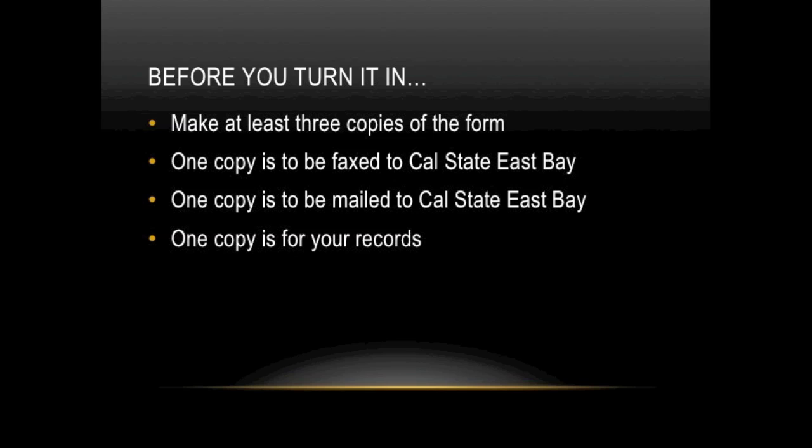Now that the form is complete, you want to make sure you do a few things before you turn it in. First, you should make at least 3 copies of this form and the tax transcripts if you needed to provide them. 1 copy is to be faxed to Cal State East Bay to the Financial Aid Office. 1 copy is to be mailed to the Financial Aid Office, and the last copy is for you to keep for your records. Mailing and faxing these forms will provide 2 methods of delivery so you can ensure your forms have been received. And keeping a copy for yourself is beneficial just in case you have to resend the forms.